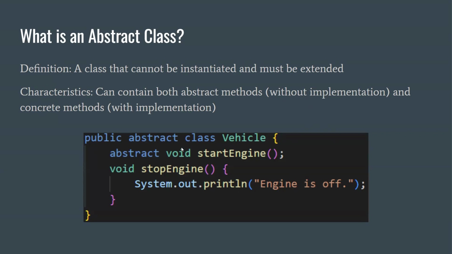So here's an example of an abstract class vehicle with one abstract method called start engine and one concrete method called stop engine.